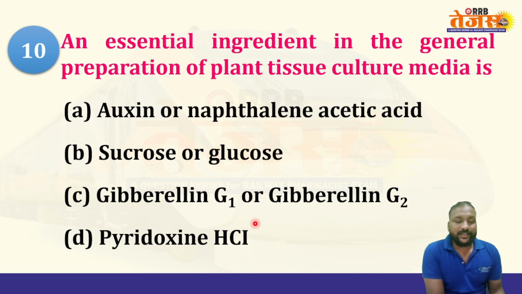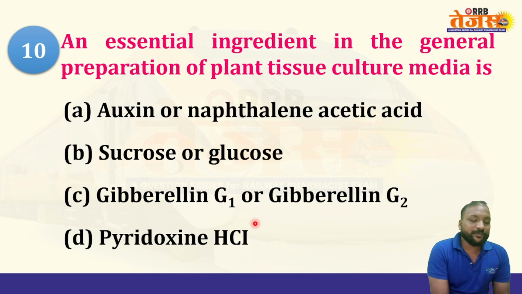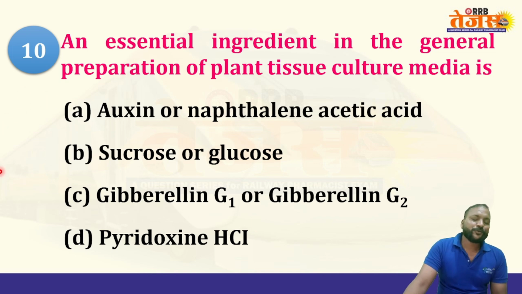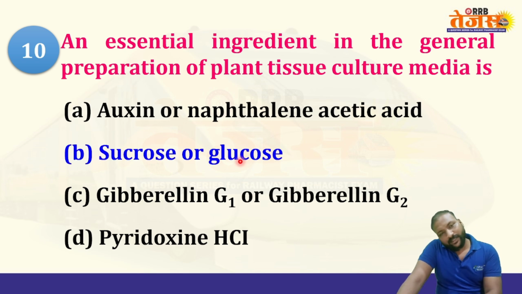10th question in this series: the essential ingredient in the general preparation of plant tissue culture media is: option A, auxin or naphthalene acetic acid, NAA; option B, sucrose or glucose; option C, gibberellin GA1 and GA2 and pyridoxine. Which one is the right option here? Let us check the right answer. Option B is correct.